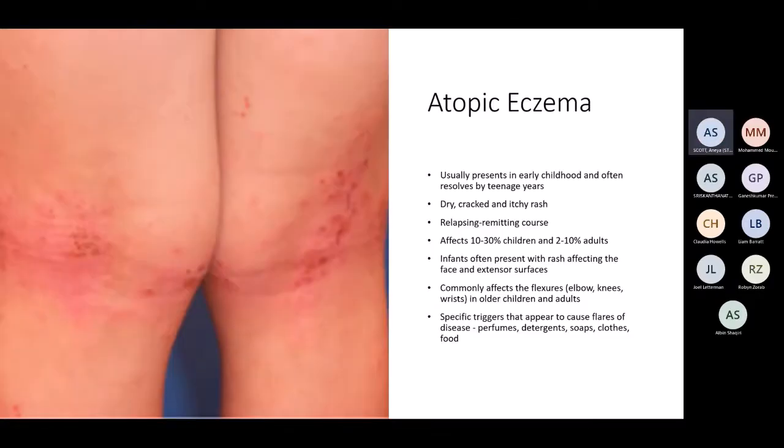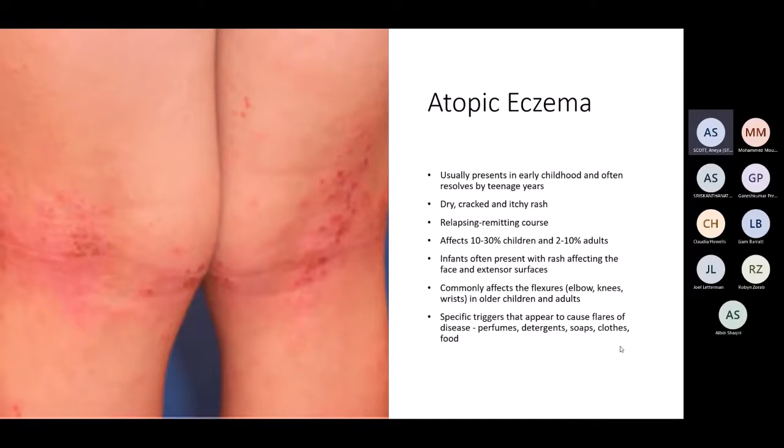So we're coming to the end now, but just a slide on eczema, because that's the other main condition to know for this week. I'm sure probably lots of you had eczema as a child. It's really common. You get this dry, cracked, itchy rash, usually in the flexural surfaces in children and adults, but in infants and babies, it's actually on the extensor surfaces. As you grow older, it becomes more common in the flexural surfaces. It affects 10 to 30% of children and 2 to 10% of adults.